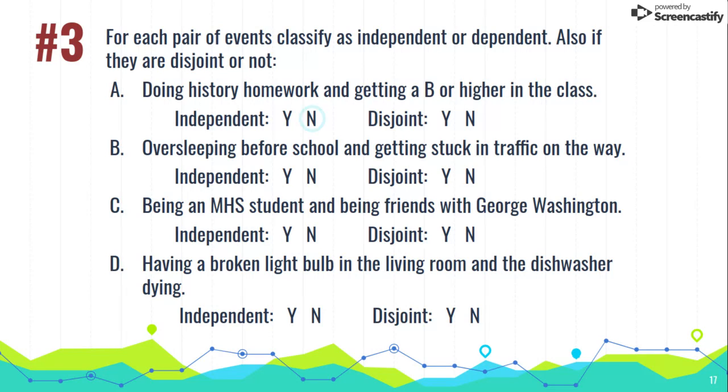A is not independent. B is independent. C is not independent. And D is not independent. A is not disjoint. B is not disjoint. C is disjoint. And D is not disjoint.